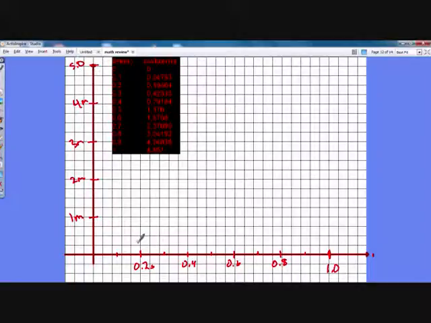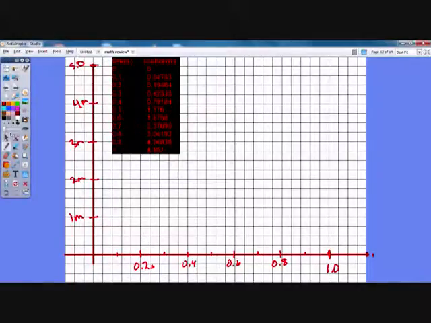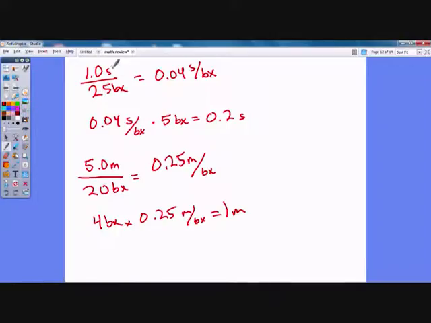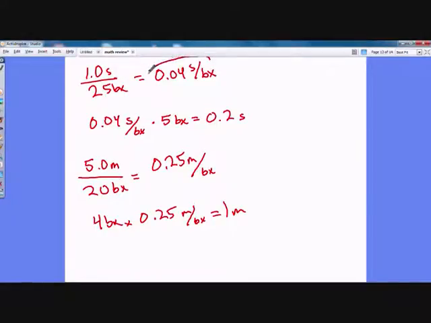So now we have our scale set. Okay, so I'm going to highlight this so that we can see. On the x-axis, 1 box is 0.04 seconds. This is on our x-axis. This is the scale for our x-axis. On the y-axis, we have this.